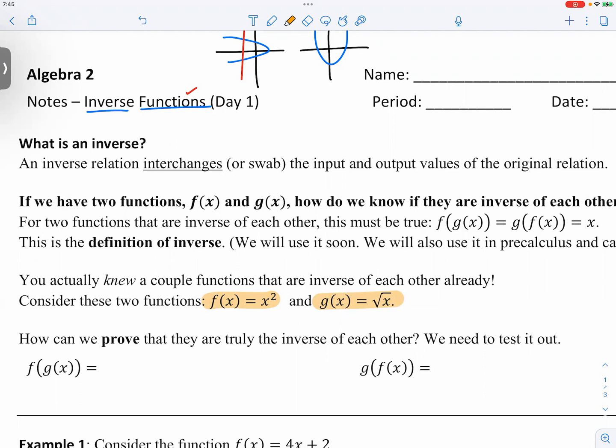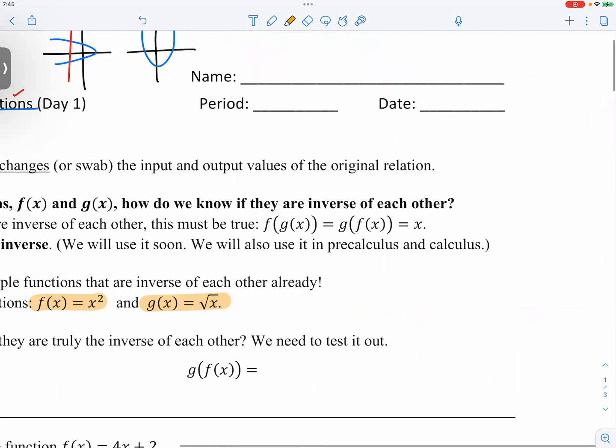Do you know about x squared and square root in the past, back in Algebra 1 or geometry? Do you know x squared and square root? What can you tell about the relationship between these two functions? What happens when you put them together? Square root and square. If you put them together, what's going to happen? They will cancel each other out, right?